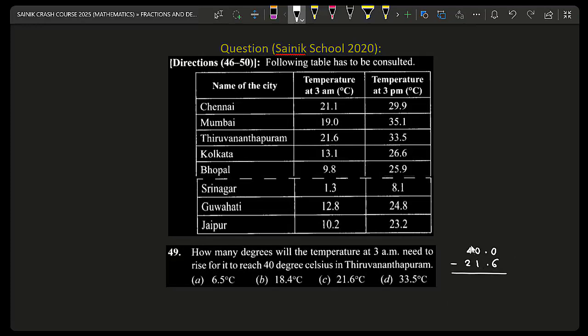Is it carry or borrow? Borrow. 10 minus 6, 4. 9 minus 1, 8. 3 minus 2, 1. So 18.4. Which option? Option B. Very good, Surya. You can mute yourself. Next question. Copy this quickly. We're going to the next question now.